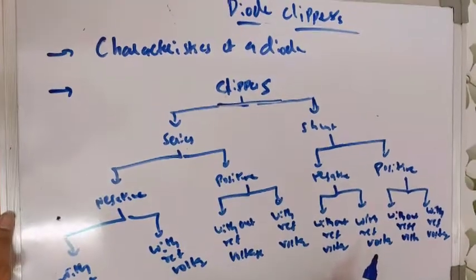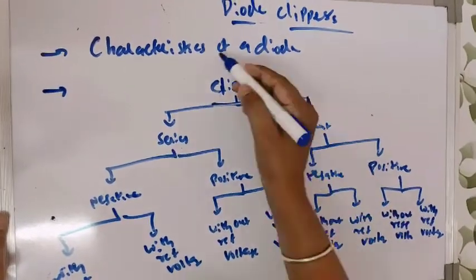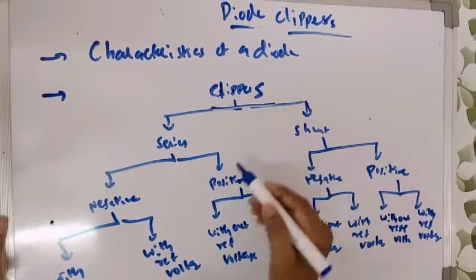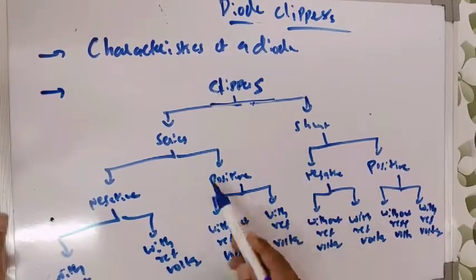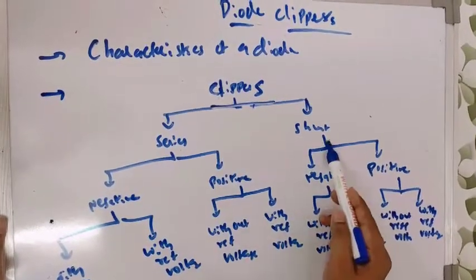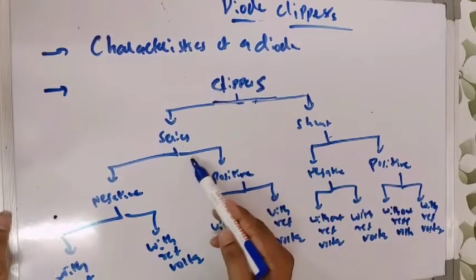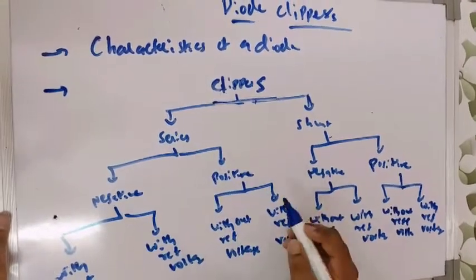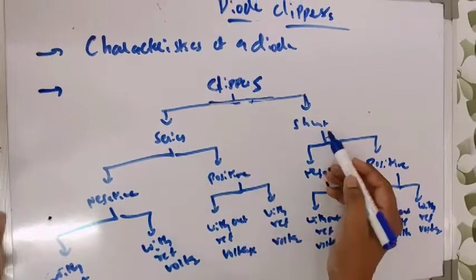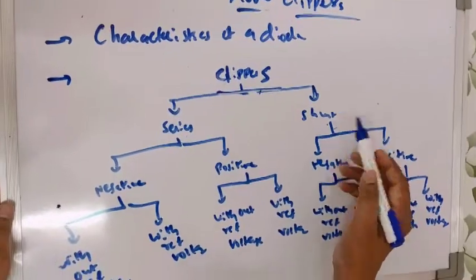Hi students, in this video we will discuss the characteristics of a diode and the classification of clippers. Clippers are mainly classified into two types, series and shunt clippers, based on how the diode is connected. If the diode is connected in series with the load, it is called a series clipper. If the diode is connected in parallel with the load, it is called a shunt clipper.